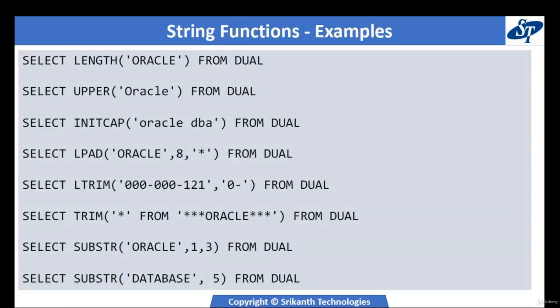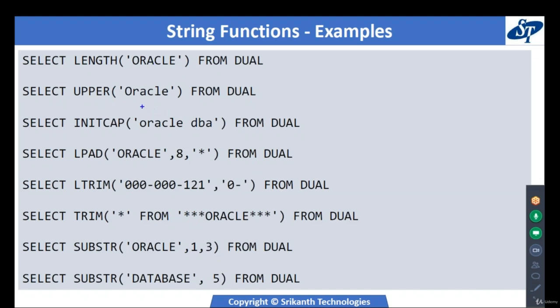So to better understand them, let's look at some examples. And we use the DUAL table so that we don't have to worry about any other table. And as the DUAL table contains only one row, the output of all these expressions will come just once. So length of ORACLE is going to be 6 because that's what we have. But what if you have some spaces? Well, spaces are always counted as characters. So if you have any space leading, trailing, or in between, everything is counted.